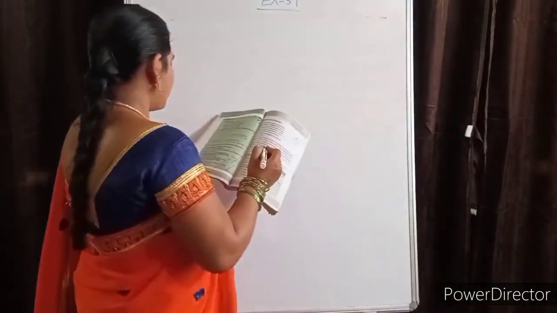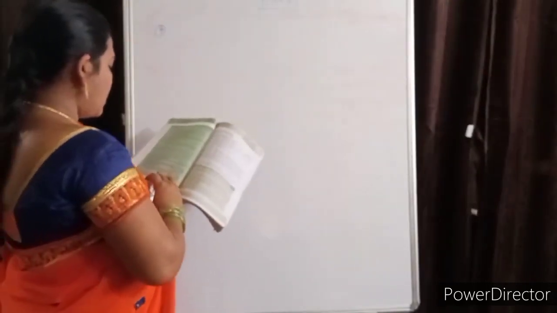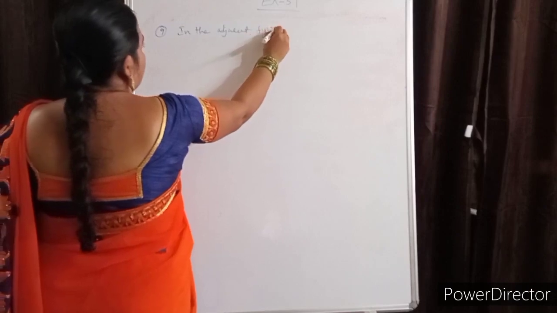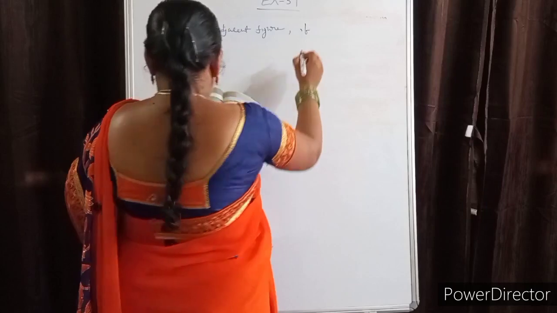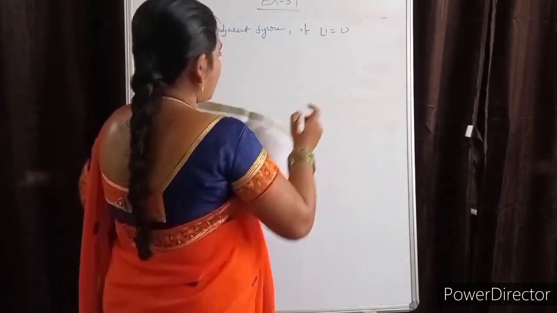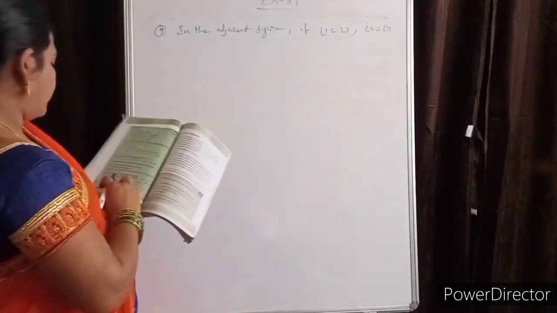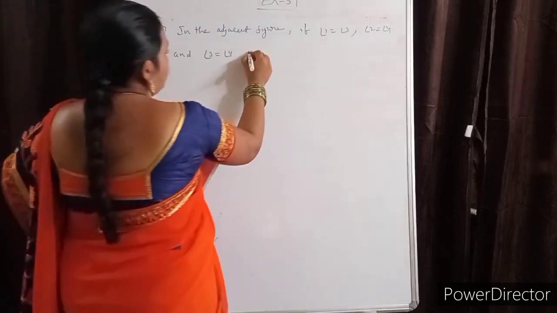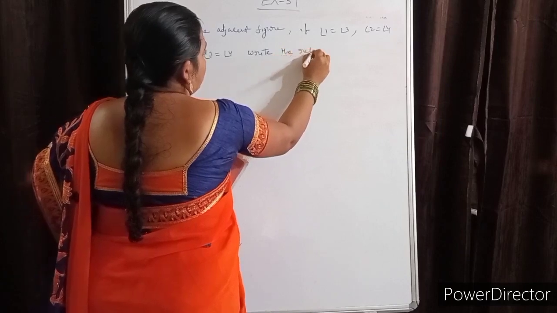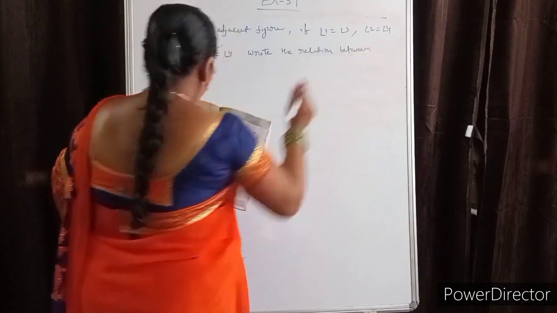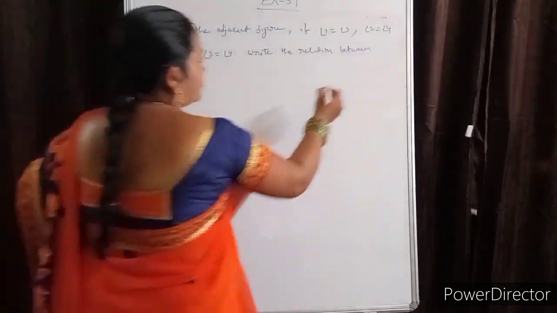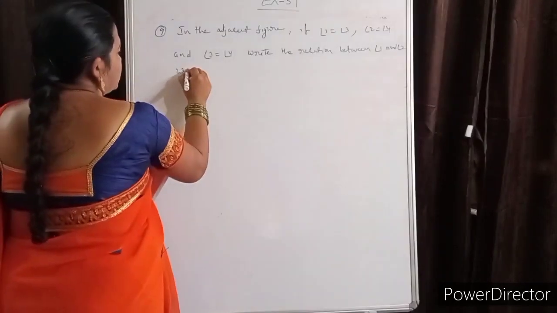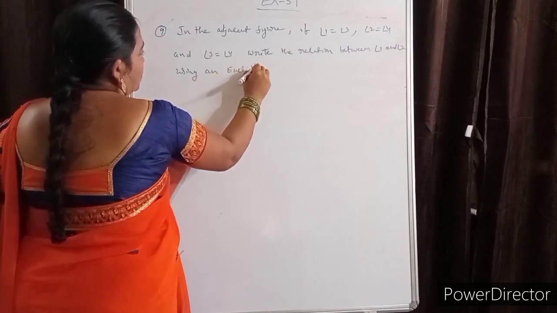Next question. In the adjacent figure, if angle 1 equals angle 3, angle 2 is equal to angle 4, and angle 3 is equal to angle 4, write the relation between angle 1 and angle 2 using Euclid's postulate.